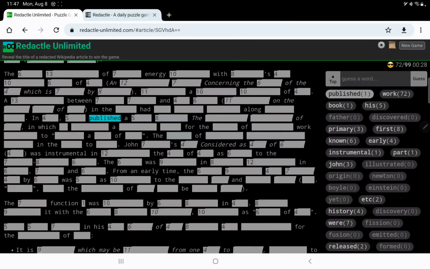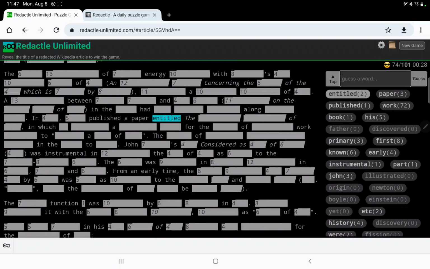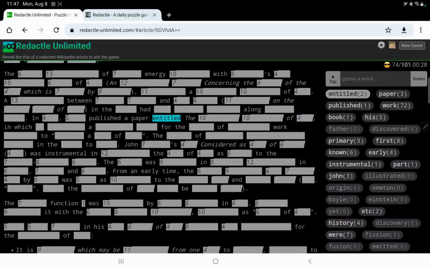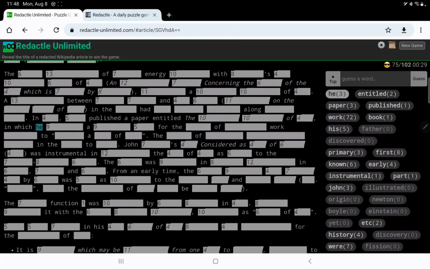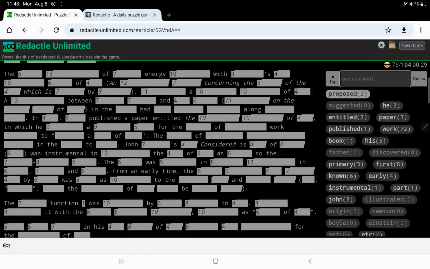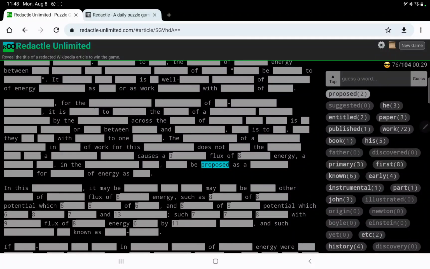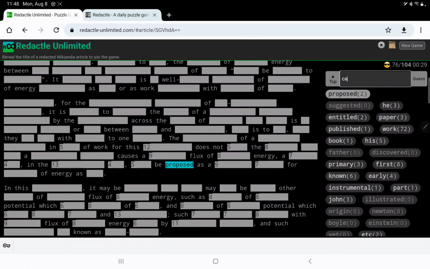Okay. In some year, someone published a paper entitled, yes, the 1010 of 4, in which he suggested, no, proposed, causes a something flux of something energy, a 7-4 in the 13-4, something be proposed as, in something of work, does not cause, I don't think I've done cause on its own. Oh, there is one.